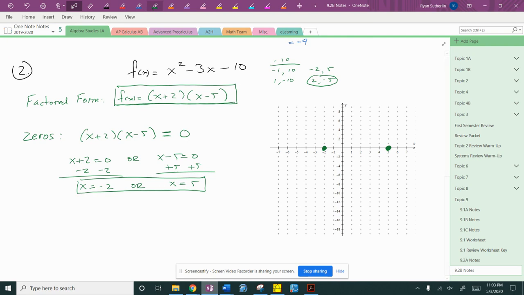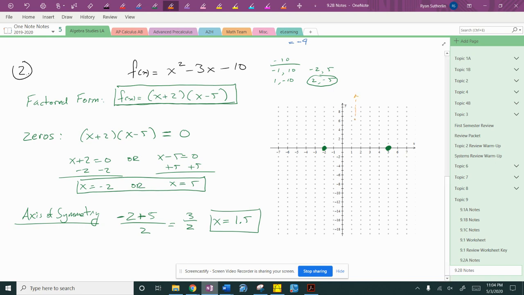Okay, next, axis of symmetry. This was kind of the new piece for today. Remember what we said: the axis of symmetry has to go halfway between these. So in order to find that, I take the 2 zeros, add them, and divide by 2 to find the halfway point. That becomes 3 over 2, which is 1.5. So x equals 1.5 is our axis of symmetry. If I go to 1.5 and draw a vertical dashed line, you can see that's exactly halfway in between.